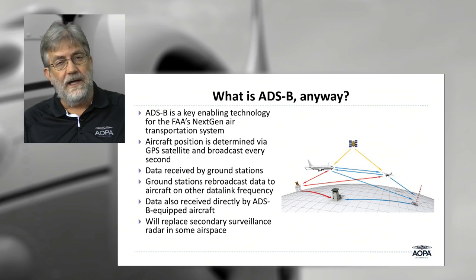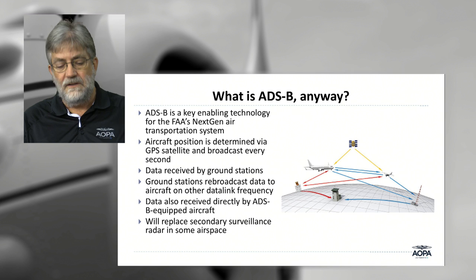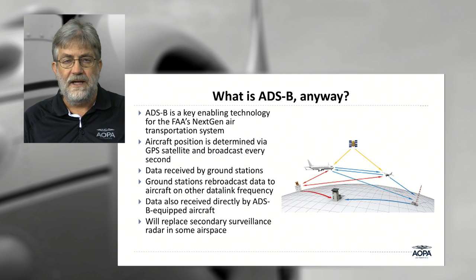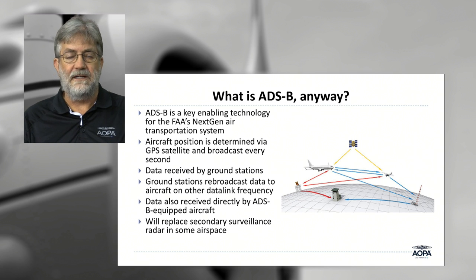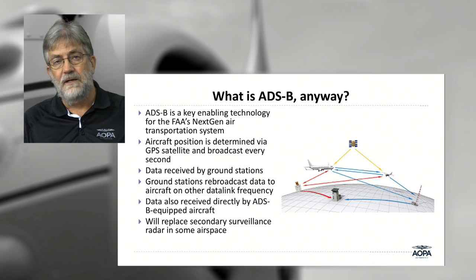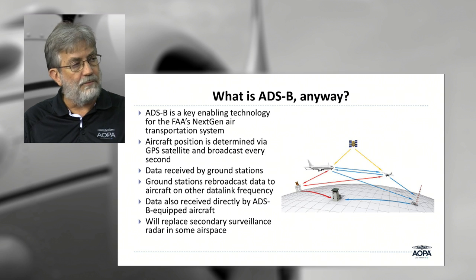What is ADS-B anyway? I never like to do a presentation and assume that everybody knows everything. So ADS-B is the key enabling technology for the FAA's Next Generation Air Transportation System. Basically, equipped aircraft will take their GPS position and transmit it once per second to other aircraft and to FAA ground stations. The ground stations will rebroadcast data to aircraft on the other ADS-B frequency. We'll get into that a little bit later. The traffic can be displayed on equipment in aircraft equipped to receive that data. And then last but not least, the FAA is using that data today to separate air traffic. So we're going to get into that in a moment, actually.